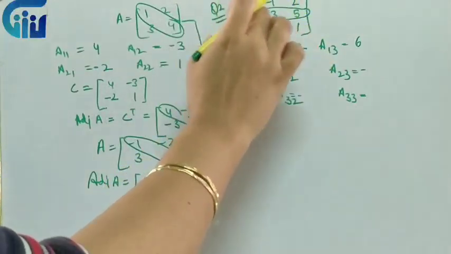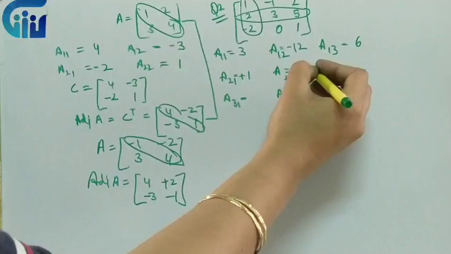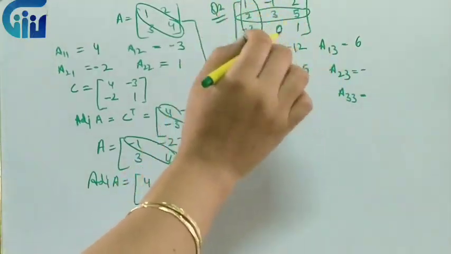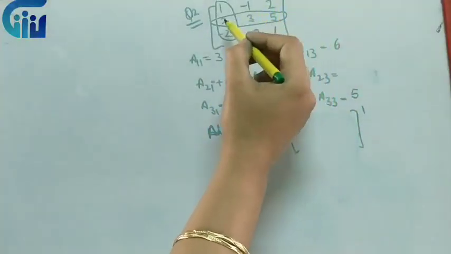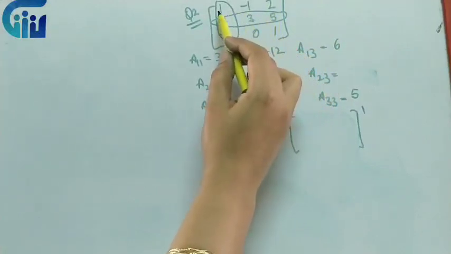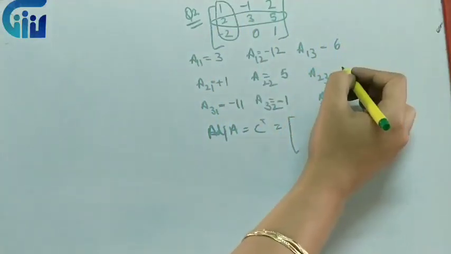Similarly, A22 we will cover it like this. 1 into 1 is 1, plus 4, that is 5. A23, I'll cover it like this. 1 into 0 is 0, minus 2. Now for A23, what will we do? I'll just cover it like this. What will we get? We will get 0 into 1 is 0, minus of 2, and the minus sign is already there.